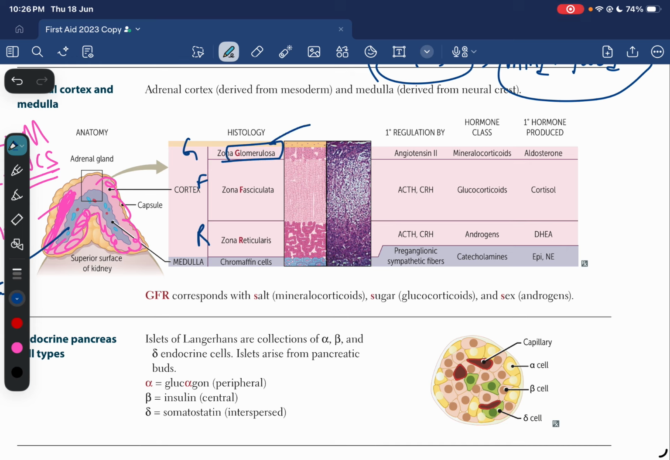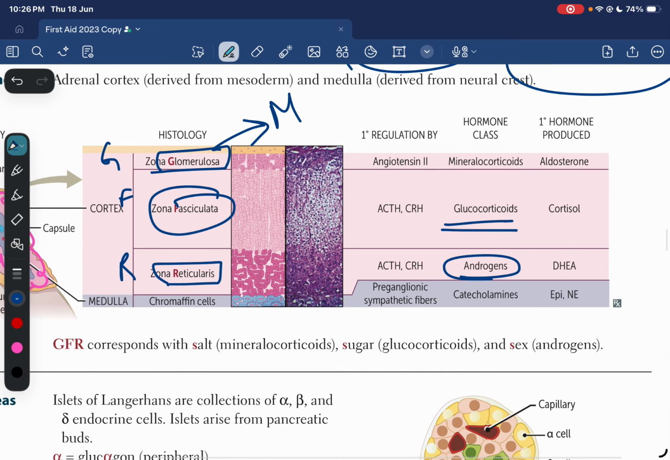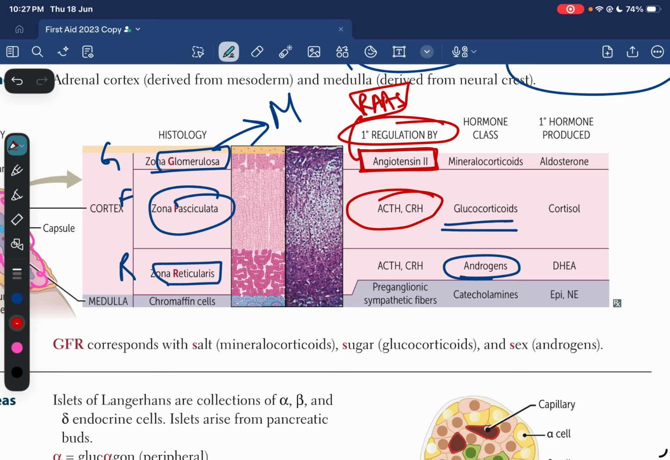Now, glomerulosa is very important in respect to the production of what? The mineralocorticoids, and fasciculata for the glucocorticoids. Reticularis is going to produce androgens. There's a very important thing you need to notice here, which is the primary regulators. Glomerulosa is mainly stimulated by angiotensin II, which is produced by the RAS system, whereas fasciculata and reticularis are mainly stimulated by ACTH and CRH, which is corticotropin releasing hormone.